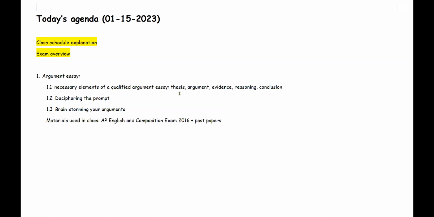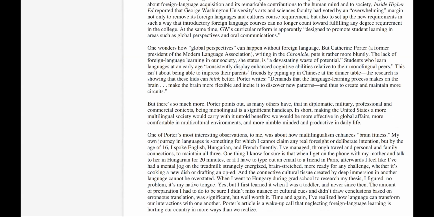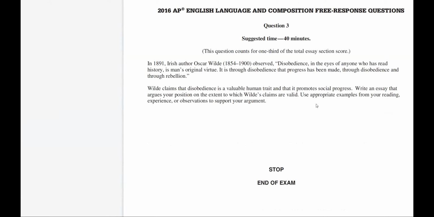Your thesis statement is always subjective in any kind of argument essay. Since it's subjective, it's defensible. So you need to prove your thesis correct. In our argument essay, let's take this one as an example. Go back to Will's essay right here. We need to address this question: to what extent, what is your position on the extent to which Will's claims are valid?